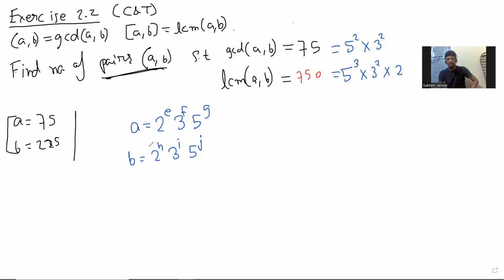But the point is that what we just want to say is that the minimum of E and H has to be 0, right?